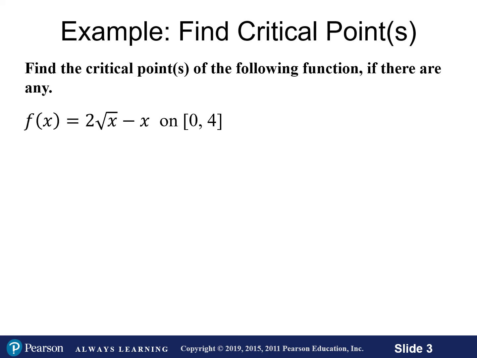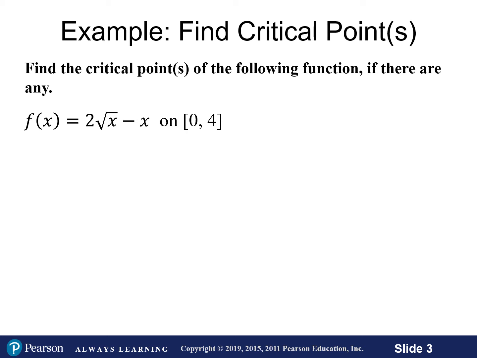Here's one last example where we're asked to find the critical points of the following function, if there are any. And the function that we're given is 2 root x minus x. And that minus x is not underneath the root. It's only 2 square root of x, and then outside of that square root is a minus x. But this time there's a little twist. We're not looking at the entire domain of this function. We're only looking at a closed interval between 0 and 4, including 0 and including 4.